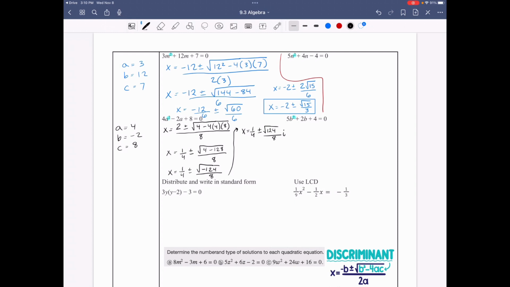And 124 is divisible by 4. So a 4 can come out. X equals 1/4 plus or minus 4, and inside stays 31. And if you take the square root of 4, you actually get 2. Over 8i. The 2 over 8 can still simplify further, so x equals 1/4 plus or minus root 31 over 4i. And again, you could write that as two separate solutions, but we'll just leave it as the plus and minus for now since we don't have a lot of space.